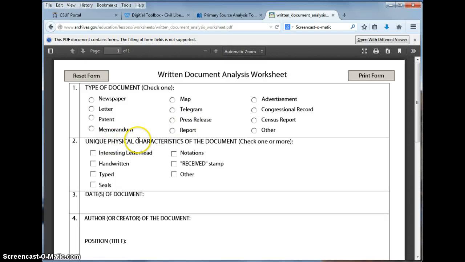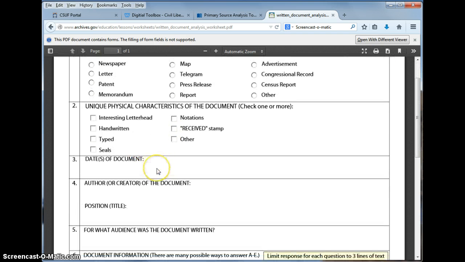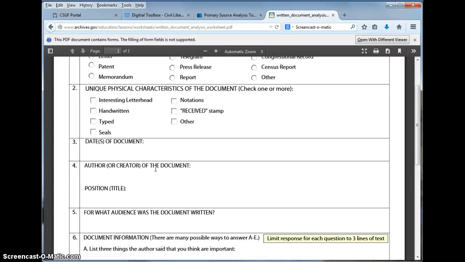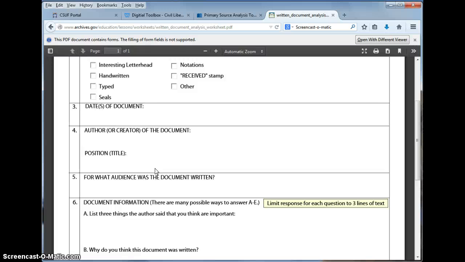So again, we have unique physical characteristics of the document. Was it handwritten? Did it receive a received stamp? Notations? So they're investigating what the document has been through and what the document could mean. And then we go into these later questions, which have been the basic skills in which students have come to analyze written work: dates of the document, the author of the document, the position or title.